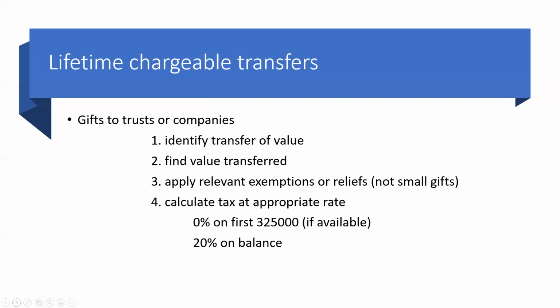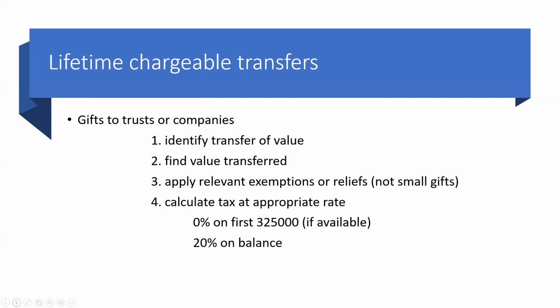One other thing I suppose I should say for the annual exemption is you only get one annual exemption in a year, so you can't get the first £3,000 of every gift you make. It's only one £3,000 that you would get, or potentially £6,000 if you hadn't made a gift the previous year.